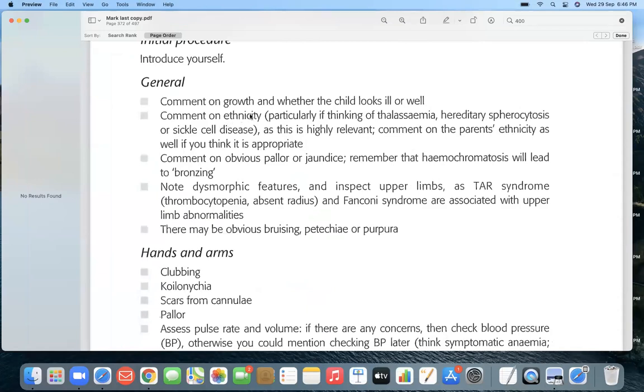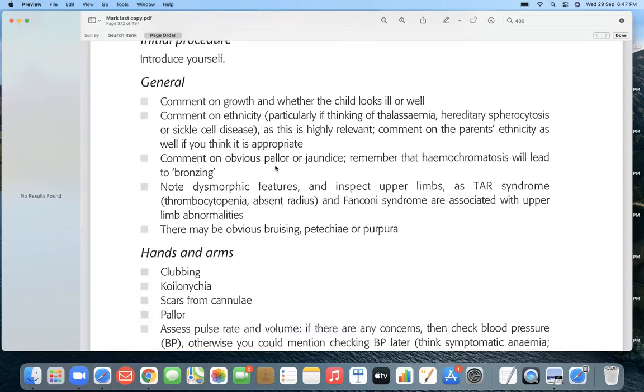So we will comment on the growth, whether the child looks ill or well, and comment on the ethnicity, particularly if thinking of thalassemia, hereditary spherocytosis, and sickle cell. Always observe also the ethnicity of the child. It will give you a clue whether this is thalassemia or hereditary spherocytosis or sickle cell disease, as this is highly relevant, and comment on parents' ethnicity as well if you think it is appropriate.